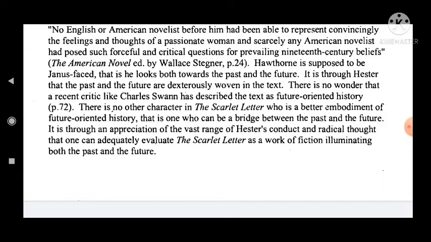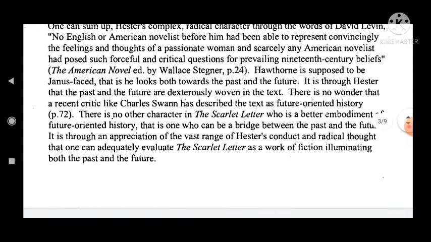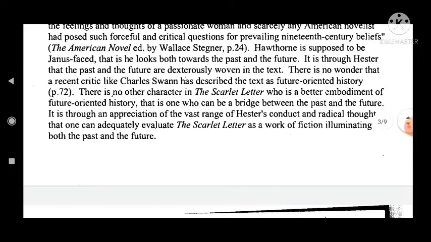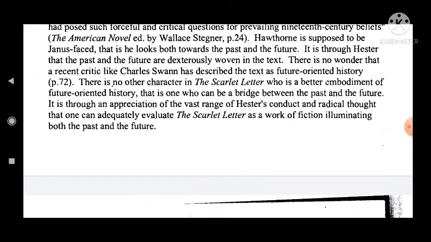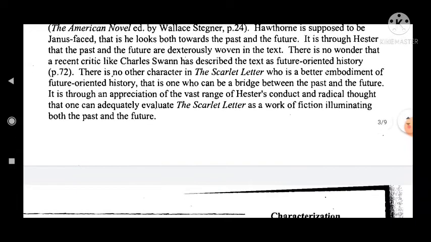Hawthorne is supposed to be Janus-faced, that is, he looks both towards the past and the future. It is through Hester that the past and future are inextricably woven in the text. There is no wonder that a recent critic like Charles Swann has described the text as future-oriented history. There is no other character in The Scarlet Letter who is a better embodiment of the future-oriented history.